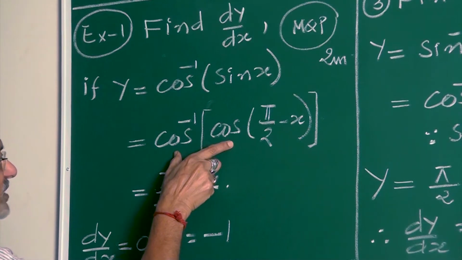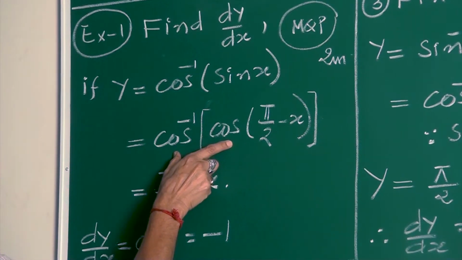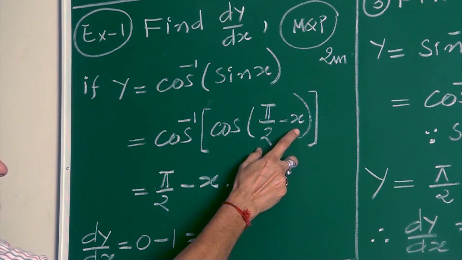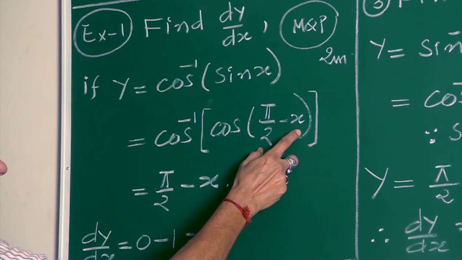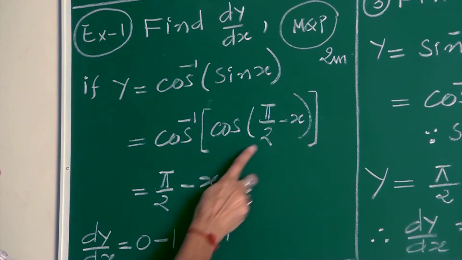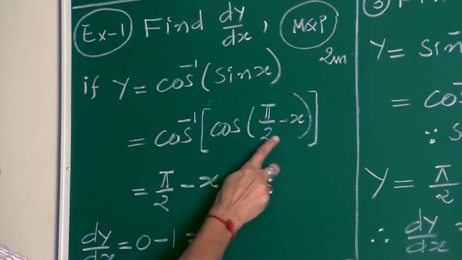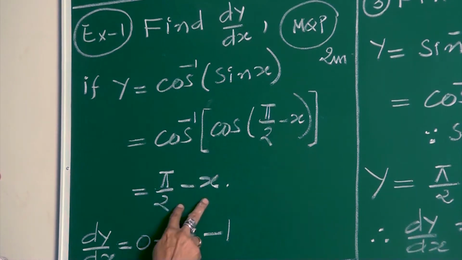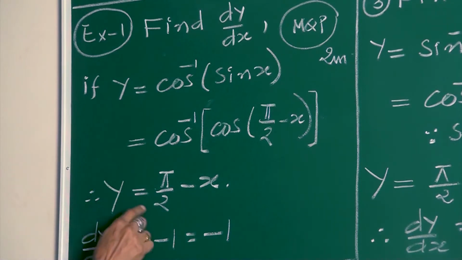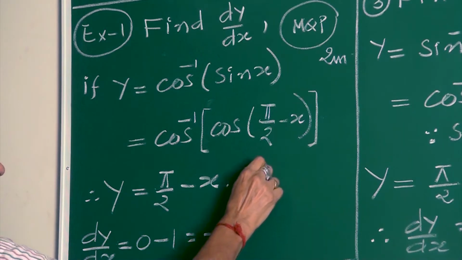Therefore, you can use the property of inverse trigonometric functions: cos inverse of cos theta, where theta lies between 0 to 180, is equal to theta itself, the angle itself. This is cos inverse of cos of (pi by 2 minus x), which means pi by 2 minus x. Therefore, my friends, what is your y? y is pi by 2 minus x.